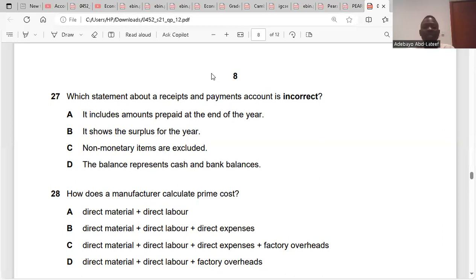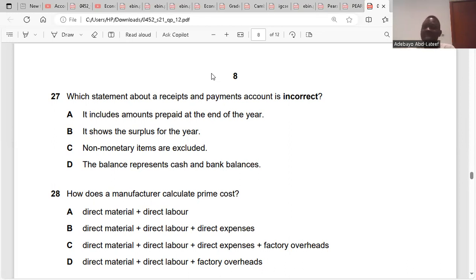The third option says non-monetary items are excluded. In your receipt and payment account, it is about cash and bank balances. It does not include non-monetary items like assets. You don't include them. So that's why they said non-monetary items are excluded, which is right about receipt and payments account.